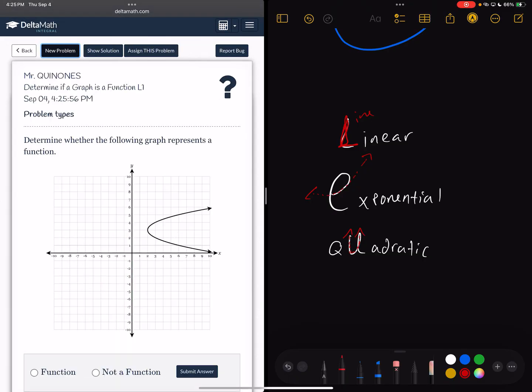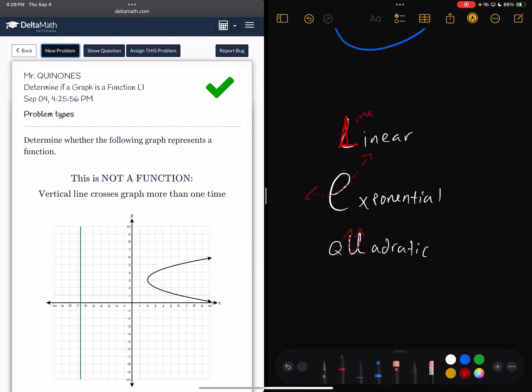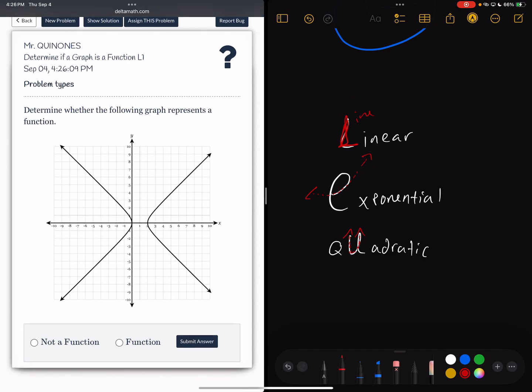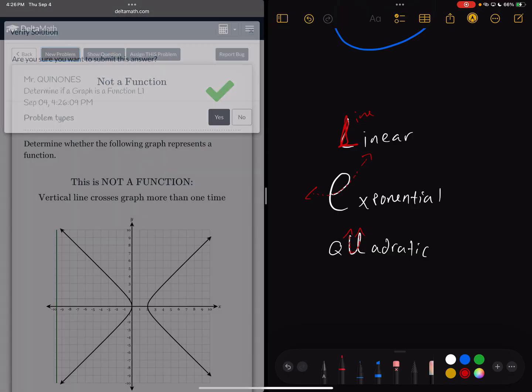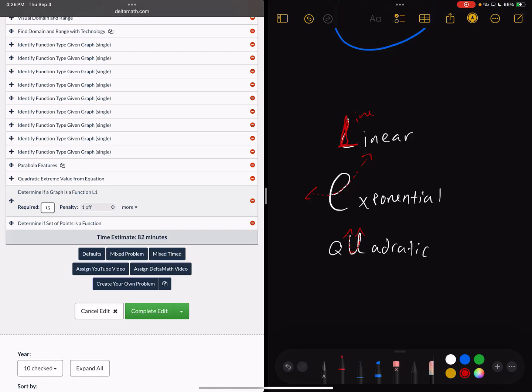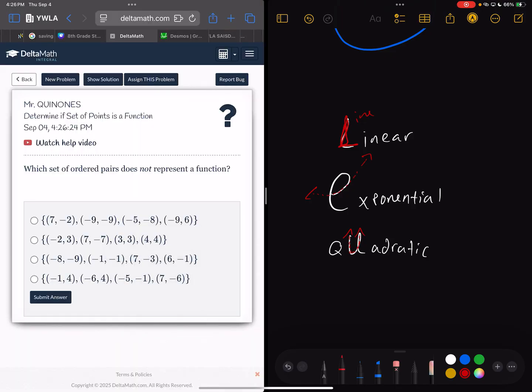Let's try another one. Will this one pass the vertical line test? It will not. So this is not a function. Well, is this a function? No, because it won't pass the vertical line test at all. So that's not good. Okay, last one.